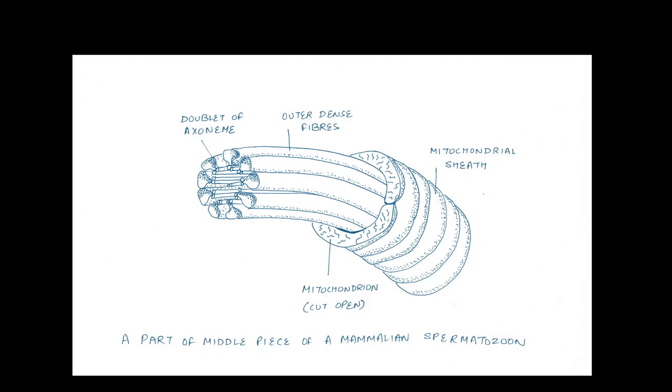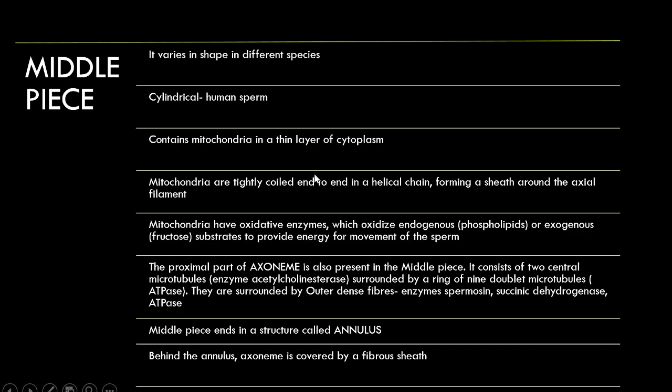Just let me go back to the diagram. Here you can see this is the axoneme or the axial filament. This will have two central fibers and 9 doublets of microtubules. The central fibers will have acetylcholinesterase enzyme, and the outer fibers will have dynein arms having ATPase enzyme. The outer dense fibers also contain enzymes as I described: the spermatozoon, the succinic dehydrogenase and the ATPase.